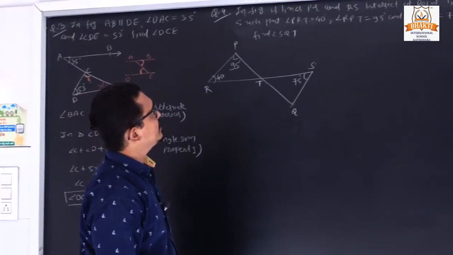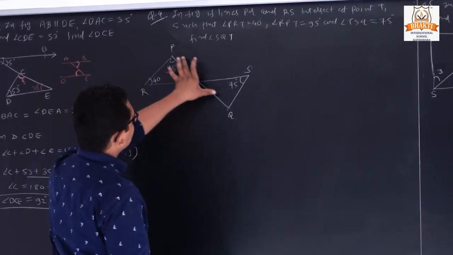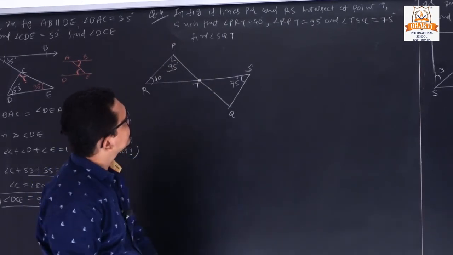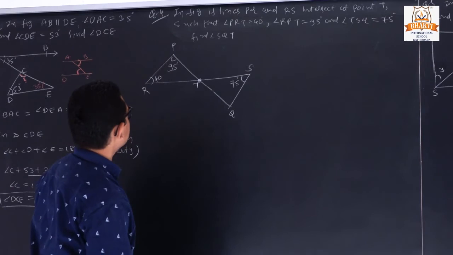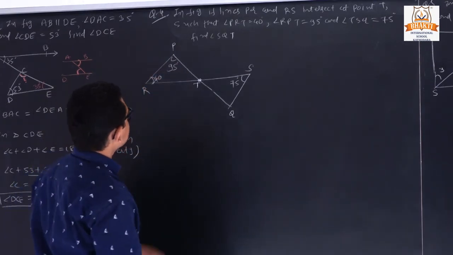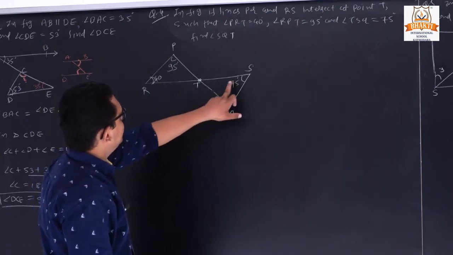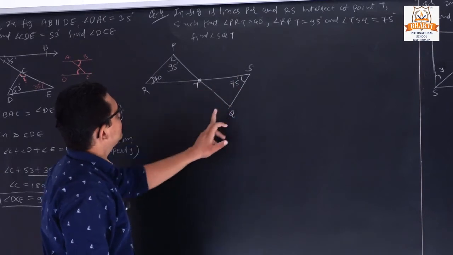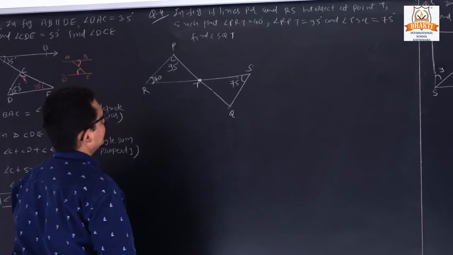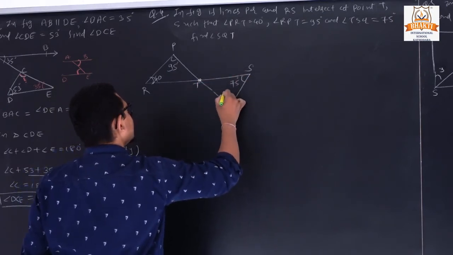Now next. In the figure, line PQ and RS intersect at T. PQ and RS intersect at T, such that PRT is 40 and RPT is 95 and TSQ is 75. So find SQT. So we need to find this angle.